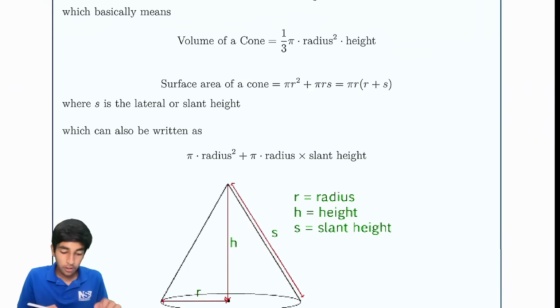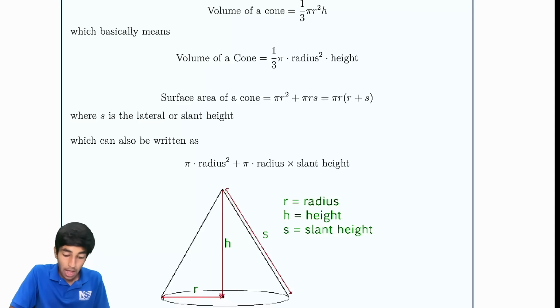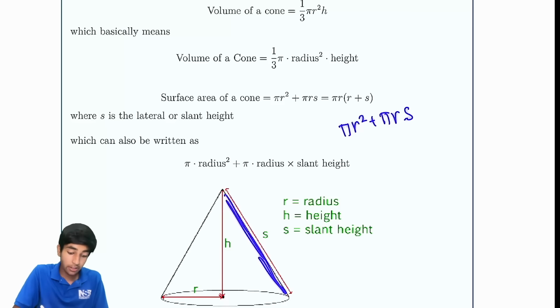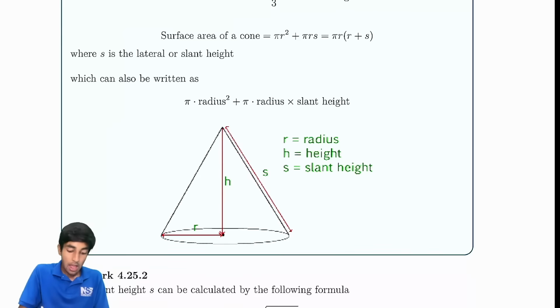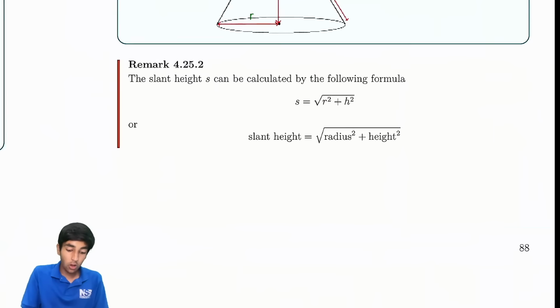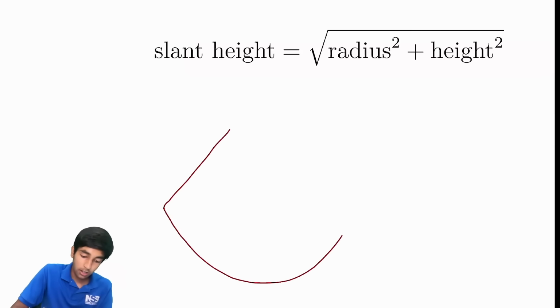Okay, now cone. Now this is where it starts to get interesting. The volume, just 1/3 pi r squared h. The surface area is pi r squared plus pi r s, where s is the slant height. Not the height, but the slant height, which is nothing but the square root of h squared plus r squared by the Pythagorean theorem. Now there's a super neat trick with cones, and that is you can unfold them into a circular arc.